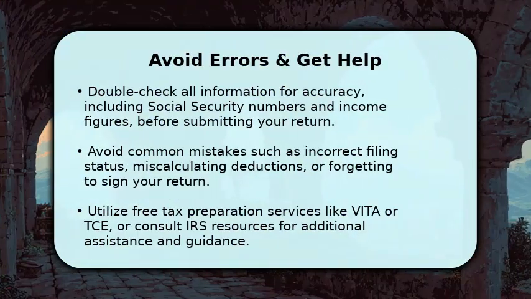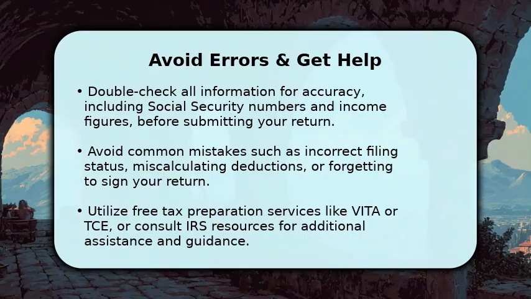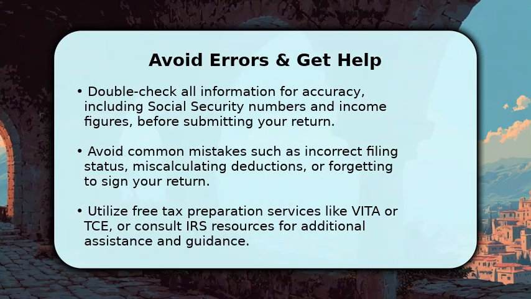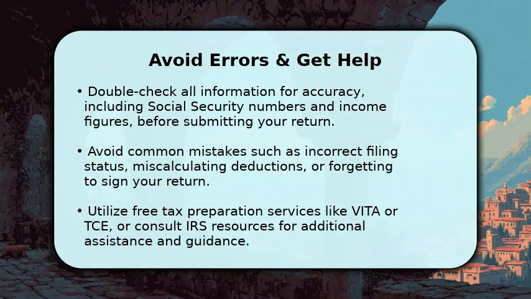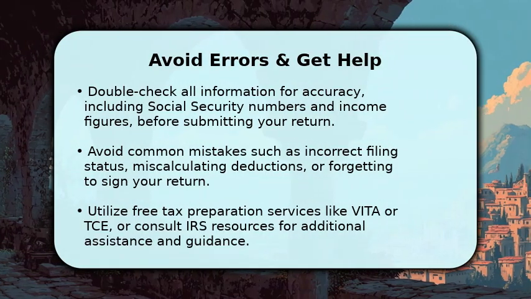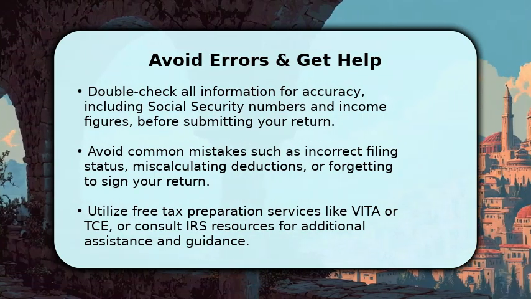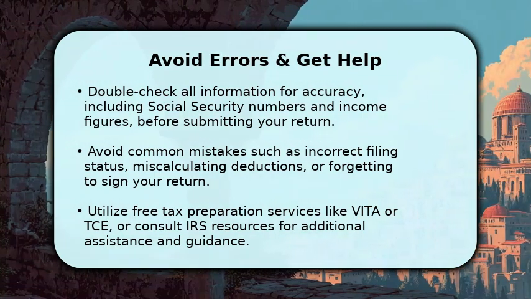Finally, let's talk about avoiding common errors and where to find help. Always double-check every piece of information on your return for accuracy, especially Social Security numbers and all income figures. Common mistakes include selecting the wrong filing status or miscalculating deductions, so be thorough.